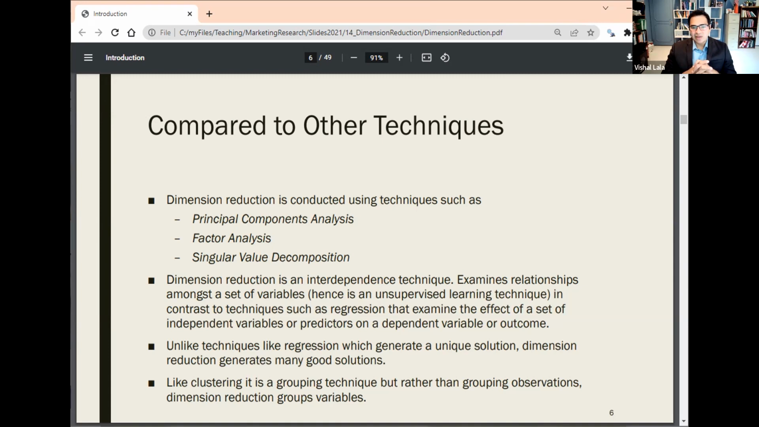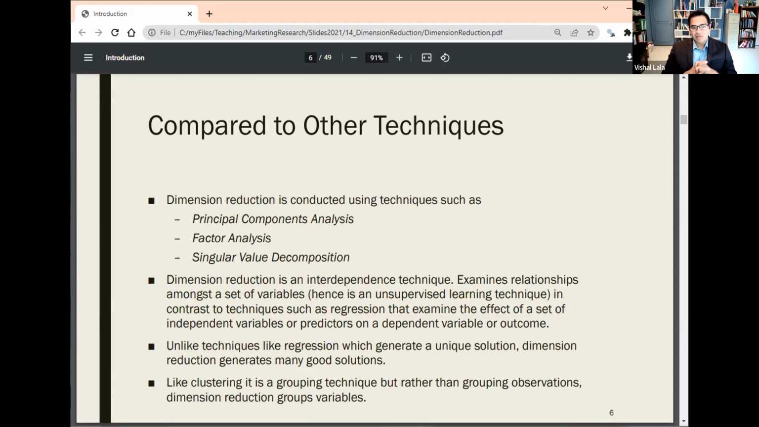Dimension reduction is an interdependence technique, which means it is designed to look at interrelationships amongst the variables, hence also termed an unsupervised learning technique. The data doesn't have labels to them. There's no explicit distinction of which are independent variables and which is the dependent variable. We're merely looking at connections or linkages or associations amongst the various variables to find some sort of a structure. You can think of this as some sort of pattern analysis.